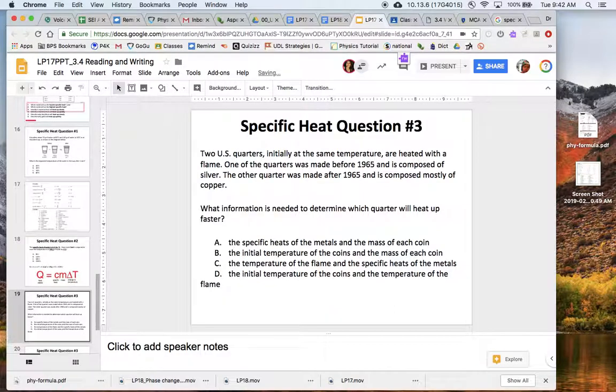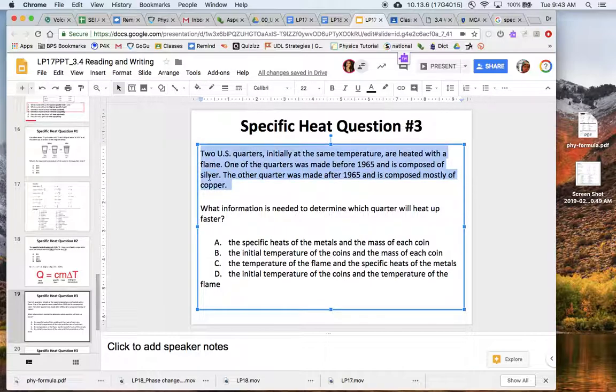Let's go to the next question. Two quarters initially at the same temperature are heated with a flame. One quarter was made before 1965 and is composed of silver, it's a metal, and the other quarter made after 1965 is made of copper, that's also a metal. Which information is needed to determine which quarter will heat up faster?